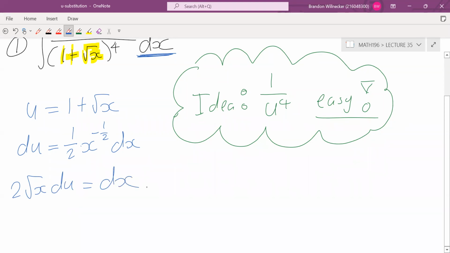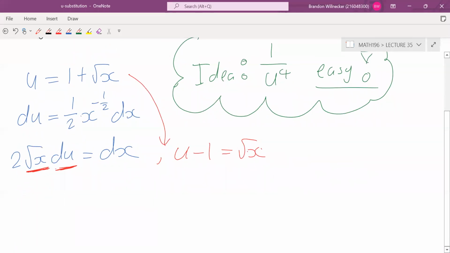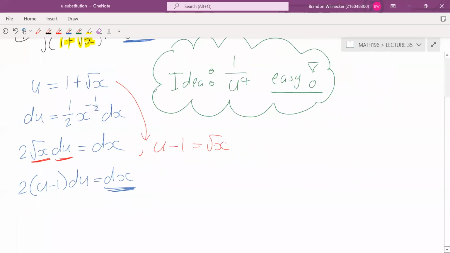Got a bit of a problem here because on the left-hand side here, we have x variables and u variables. We don't want that. We want only u variables there. So that's not too bad to fix because we know that u minus 1 is equal to root x. That's from over there. So we can just do that replacement. So we end up with 2 times (u minus 1) du is equal to dx, which is what we want. We needed to find dx.